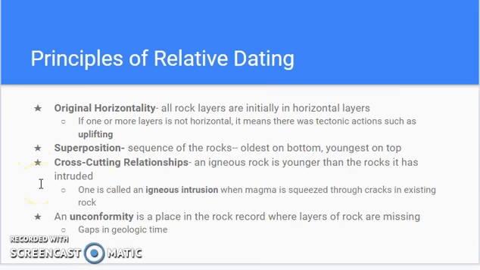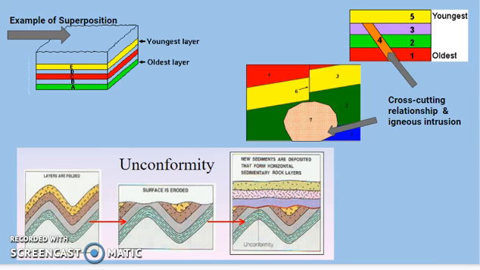Cross-cutting relationships. This is when an igneous rock actually busts through an existing rock. We call it an igneous intrusion. It makes us look smart. But it's literally when an igneous rock or magma is squeezed through cracks of an existing rock. So the rock had to be there first, and the igneous intrusion came second. That's important to know. Unconformity is also a new vocab word, and this is a place in the rock where there might be some information missing, but if you look at the larger picture or image, you can figure out what's missing. Let me explain some examples.